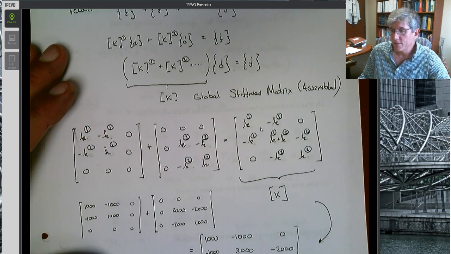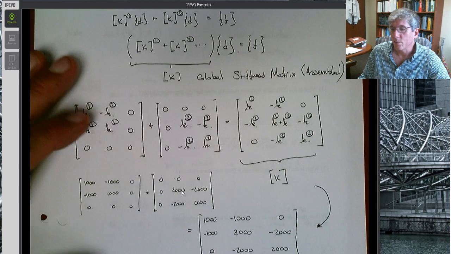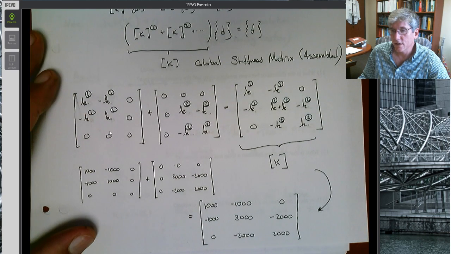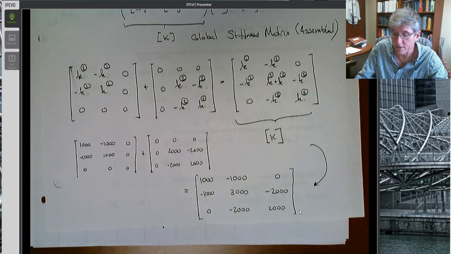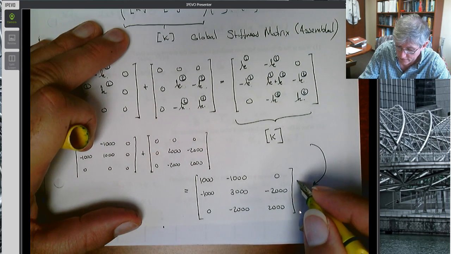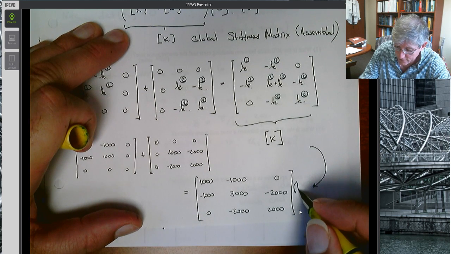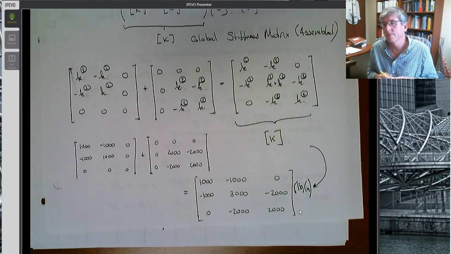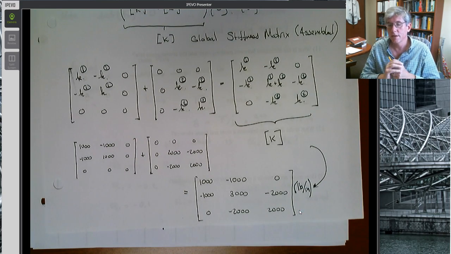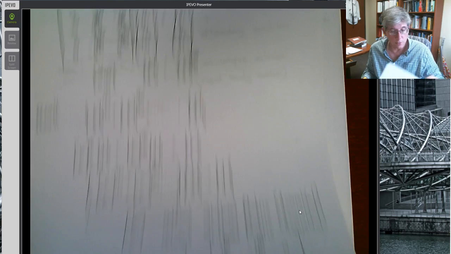So this is the global stiffness matrix, and we can put in the actual numbers here for the element stiffness. Remember, the first element is a stiffness of 1,000, the second element of 2,000, and that gives us the final stiffness matrix to be as follows. And right, obviously, I shouldn't be so careless. This has units of pounds per inch. Okay, pounds per inch. Okay, so that we've assembled the global stiffness matrix.